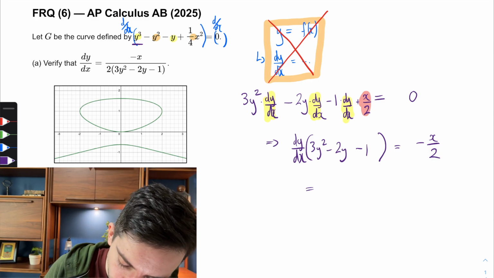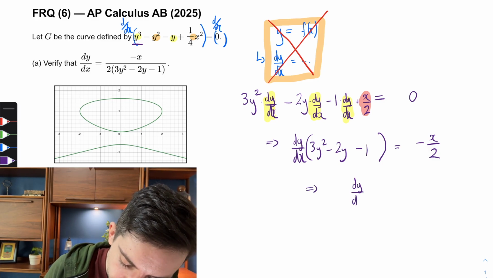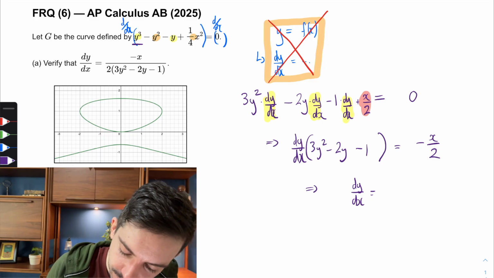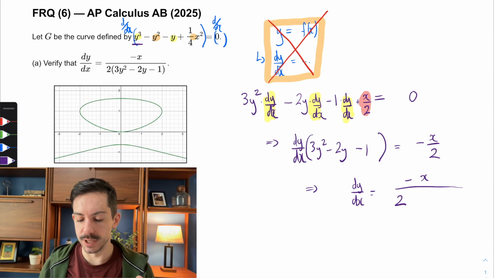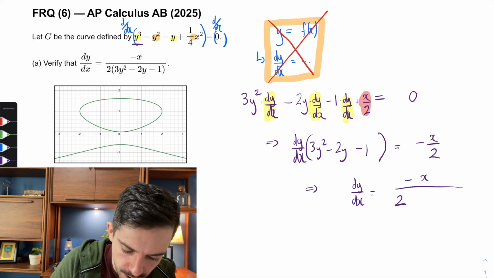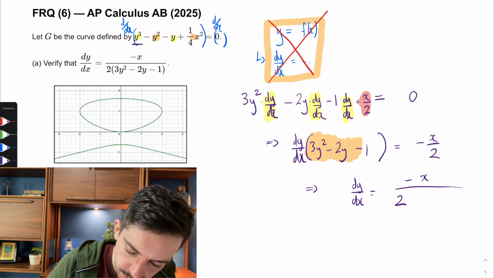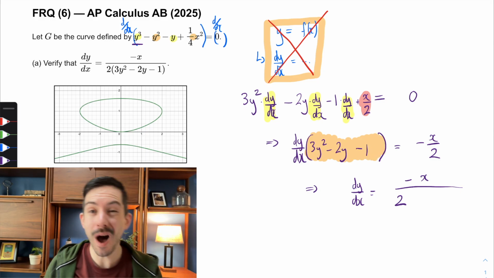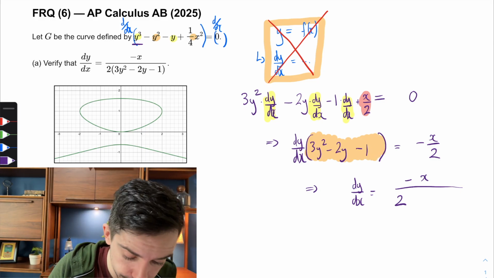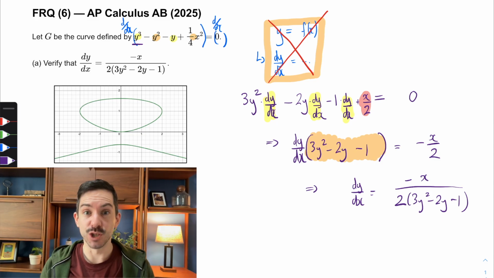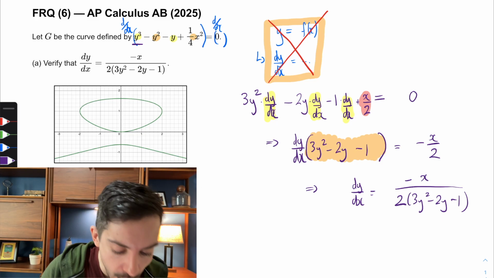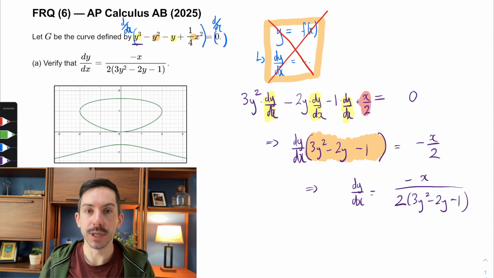So I will end up with dy by dx equals, okay, I've got negative x in the numerator, I've got that 2 in the denominator, and then this quadratic polynomial in y, I'm just going to divide down to the other side. So I'll get 3y squared minus 2y minus 1, as required. That's what we were looking for. So we're done.